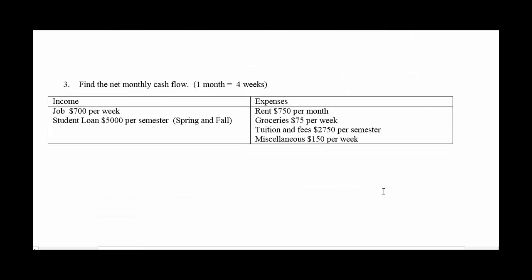All right, number three, find the net monthly cash flow. We're saying 1 month is 4 weeks. And I guess we're also saying that 52 weeks in a year would be worth mentioning. Okay, so first we need to calculate income and then calculate expenses per year. And then we'll add the two numbers together, or subtract them because one will be negative. And then divide that by 12, and that'll tell us what her monthly cash flow is.